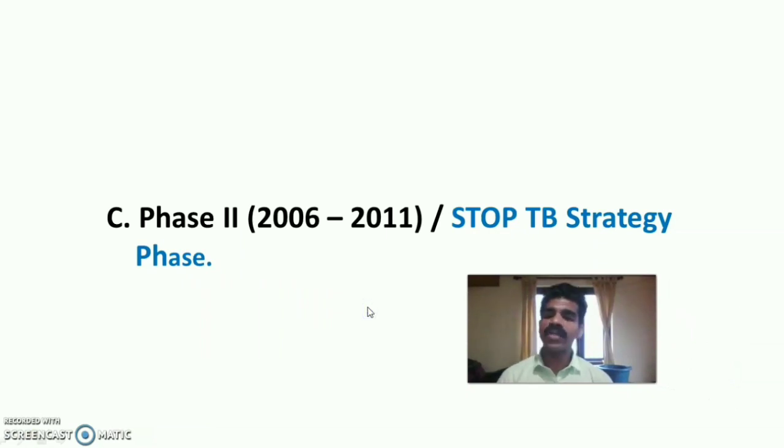So next is the second phase of RNTCP, the period between 2006 to 2012. The second phase of RNTCP was also called the Stop TB Strategy Phase. So let us discuss in short about the second phase of RNTCP between 2006 to 2011.